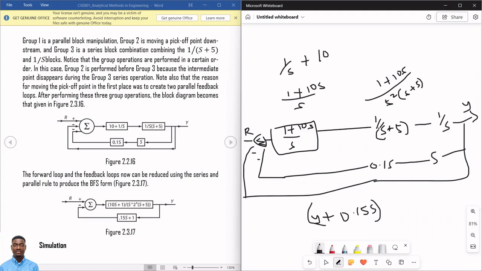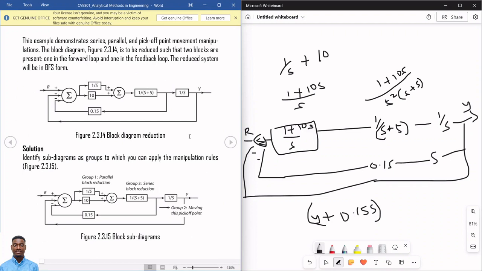So let me just run over it. Initially, we have this. These two are in parallel, but for us to know they're in parallel, we need to check. The same signal is flowing into them, so they're in parallel. So 1 over s plus 10, that will be s as denominator, 1 plus 10s. So once we merge these two as parallel, we don't need this summation sign again. So these two now run directly into this, and we have this already.